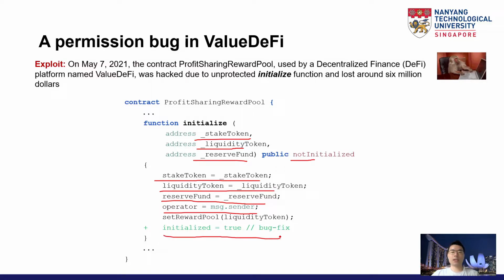Moreover, the initialize function has a modifier notInitialized in the smart contract language, Solidity. Modifiers are used to validate input to restrict user access. The notInitialized modifier implies that when the variable initialized is false, the initialize function can be accessed. However, there's a permission bug here. Any user can call the initialize function multiple times and make himself the contract operator. The bug fix is to add a statement to set the variable initialized to be true at the end of the function.